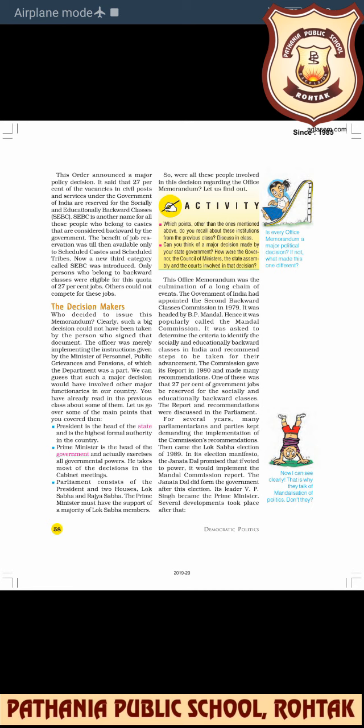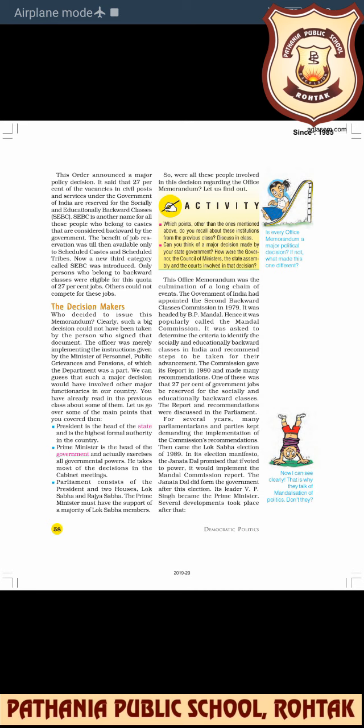As you know, the president is the head of the state and the highest formal authority. The second one, the prime minister, is the head of the government and actually exercises all governmental powers. He takes most of the decisions in the cabinet meetings. And the third one is the parliament. Parliament consists of the president and two houses, Lok Sabha and Rajya Sabha. The prime minister must have the support of a majority of Lok Sabha members.